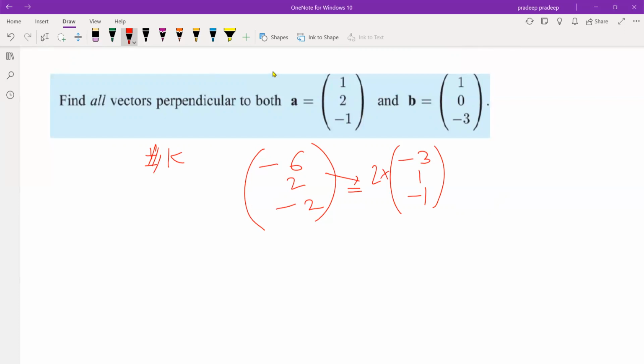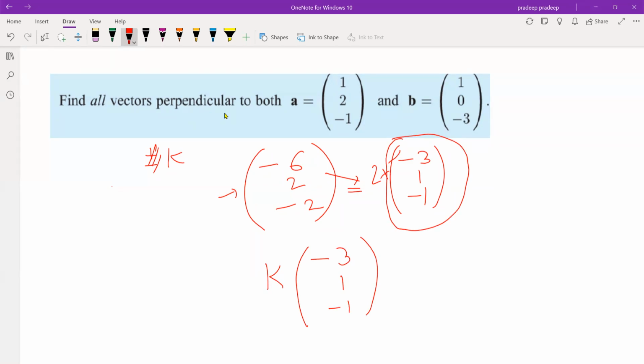So the answer to this question: we have to find all the vectors which are perpendicular to both A and B. In this case, the fundamental vector which you should consider is -3, 1, -1. Even if you take -6, 2, -2, that is fine. But generally in the books, they take the fundamental value, -3, 1, and -1. Then all we need to do is multiply this vector by a scalar. That will give you the answer.